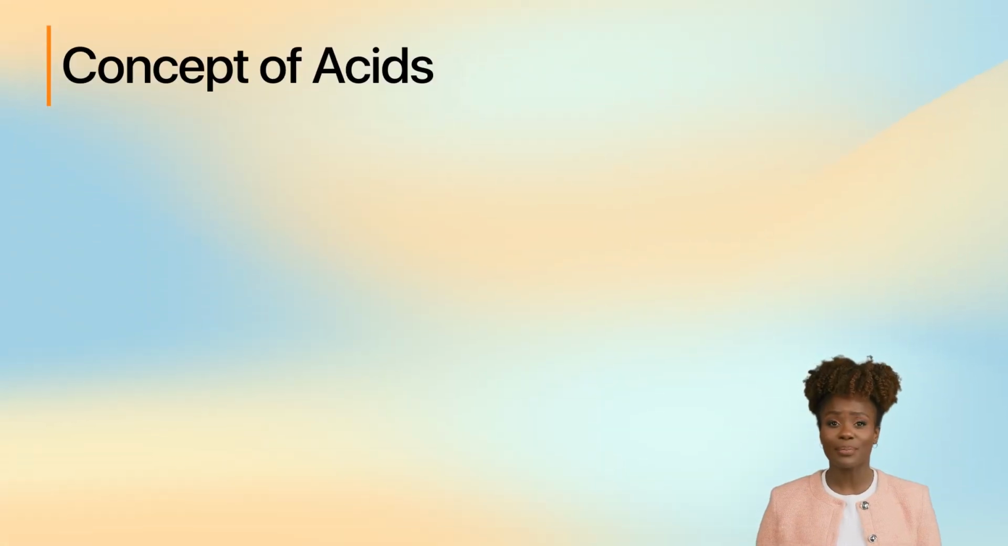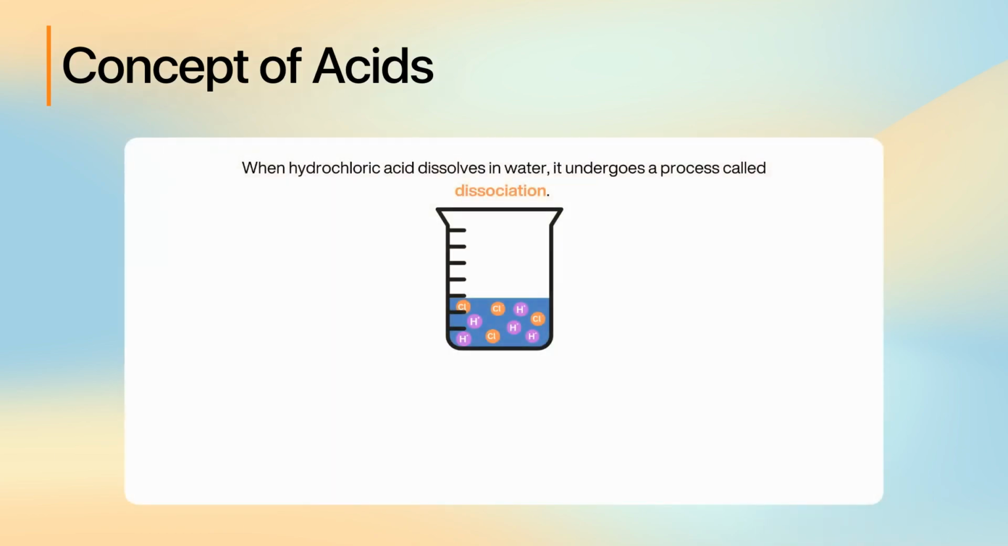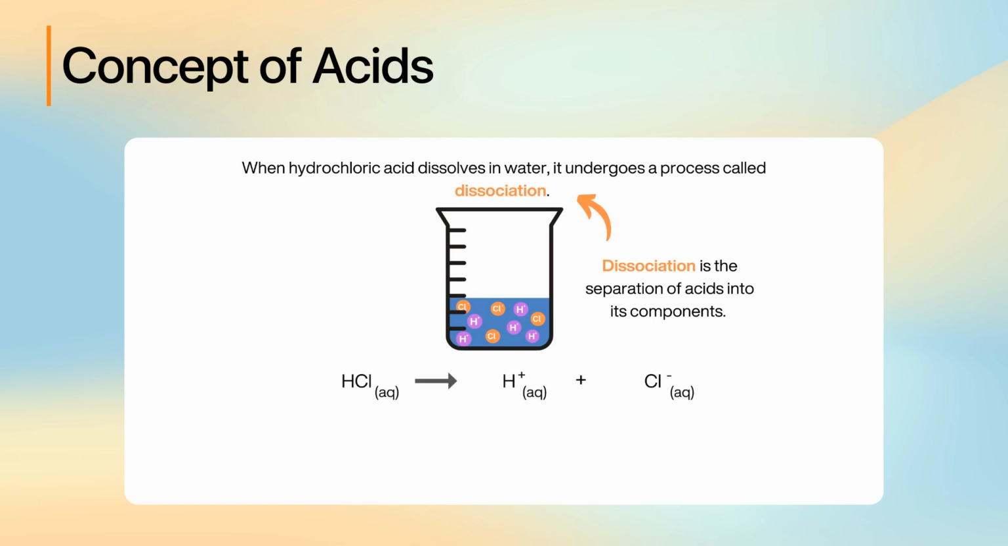One of the most common and important acids is hydrochloric acid. When hydrochloric acid, HCl, dissolves in water, it undergoes a process called dissociation. Dissociation is the separation of an acid into its components. In water, hydrochloric acid dissociates into hydrogen ions, H+, and chloride ions, Cl-. The chemical equation for this dissociation is HCl produces one H+ ion plus one Cl- ion. The release of hydrogen ions is what gives acids their acidic properties.